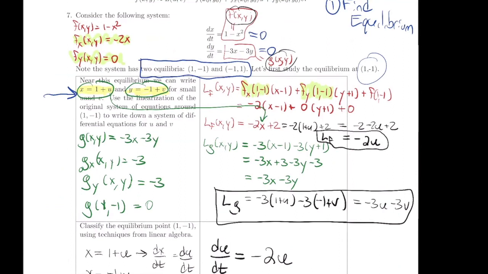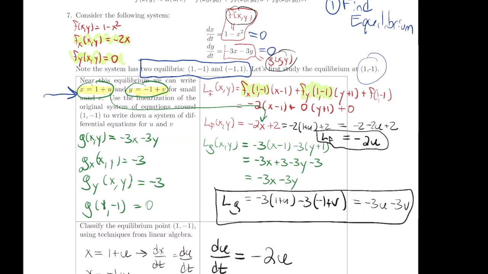Yeah, so we're just going to take this differential equation, which is in terms of our original variables, x and y, and re-express it as a system of differential equations in terms of u and v. Like, how far are we moving from this equilibrium?